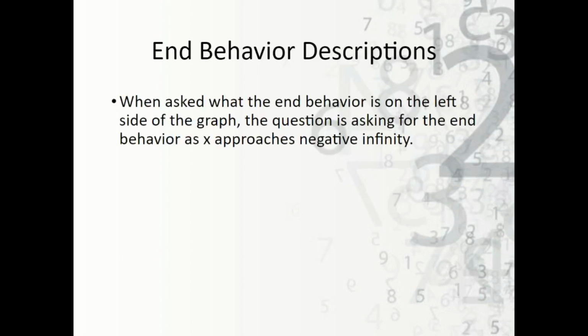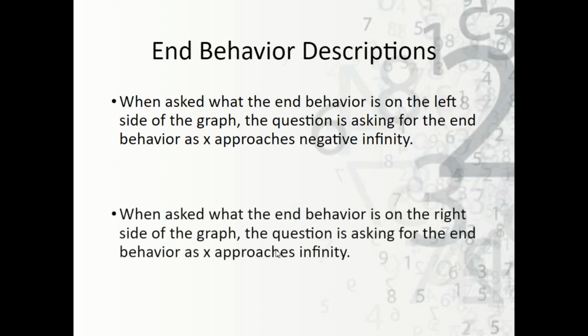Now, let's take a look at some end behavior descriptions. So when asked what the end behavior is on the left side of the graph, the question is asking for the end behavior as x starts to approach some value from the left. And likewise, when it asks for the right side, it's asking for as x approaches some value on the right side, what is the graph doing? So in this case, we're looking at as x approaches negative infinity, what is y approaching? And as x approaches infinity, what is y approaching?